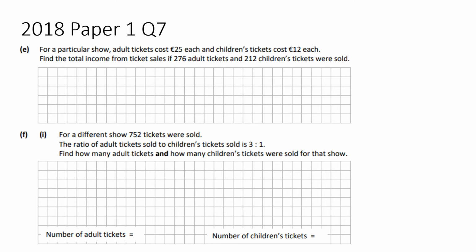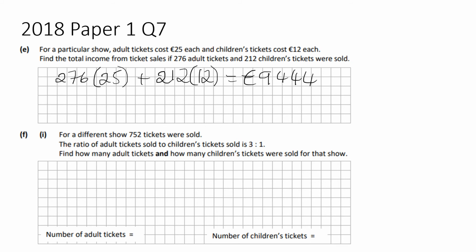For part E then, for a particular show, adult tickets cost €25 each and children's tickets cost €12 each. Find the total income from the ticket sales if 276 adults were sold and 212 children tickets were sold. So we're going to have to multiply the price of the adults by how many there were, so 276 by 25, and then multiply 212 by the price of the kids, which is 12. We put that into our calculator, add them together, and you get 9,444. So that gives you 5 marks.